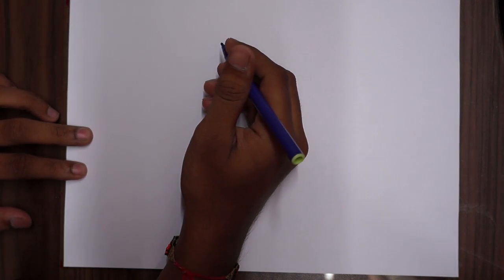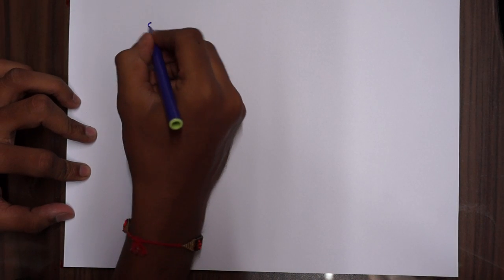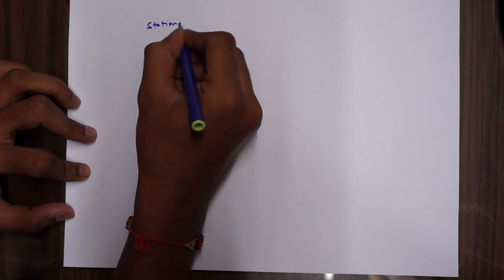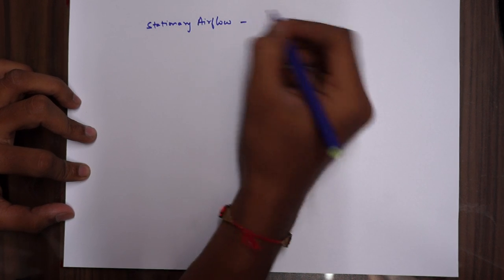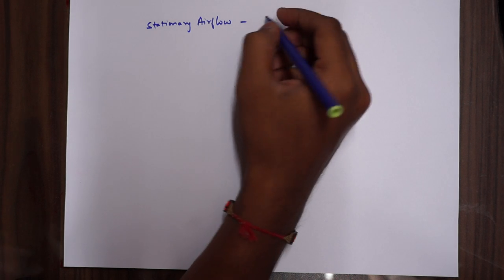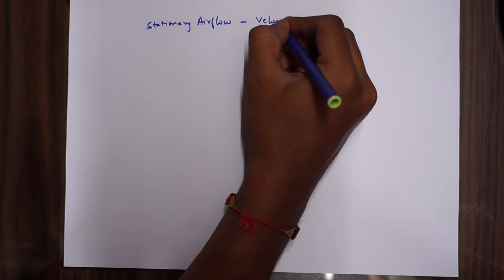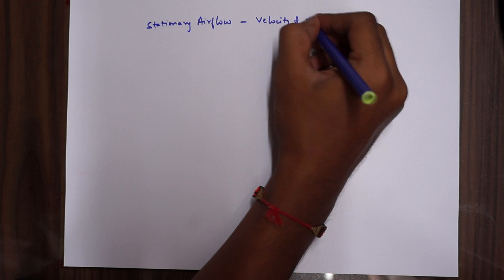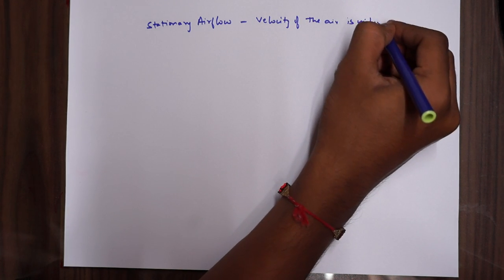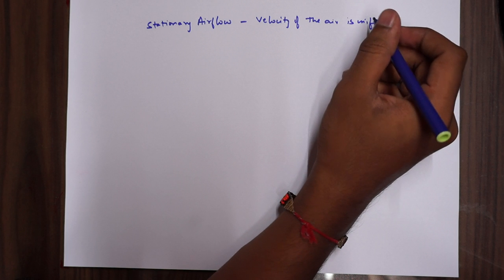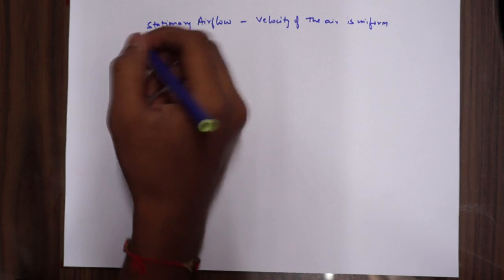Guys, welcome back. Let's continue with the topics. So we'll discuss stationary airflow. All right. So basically, stationary airflow is when the velocity of the air is uniform. So that airflow, when the velocity of the air is uniform, is called a stationary airflow.